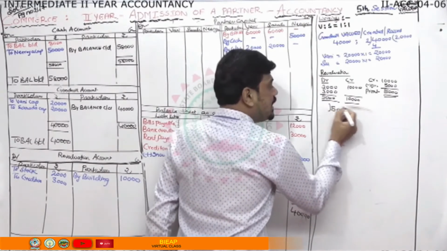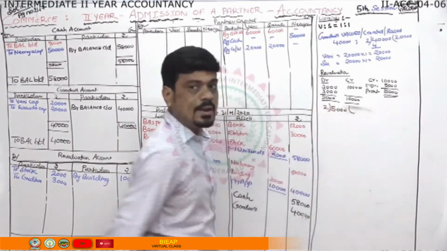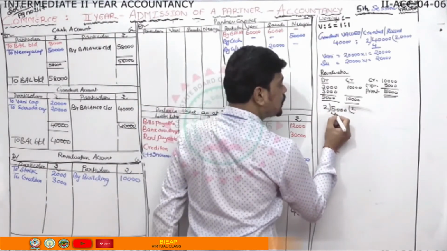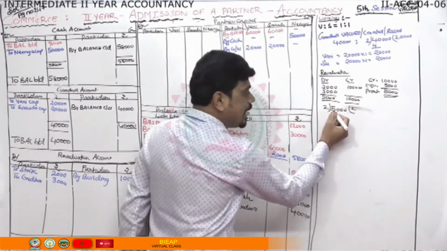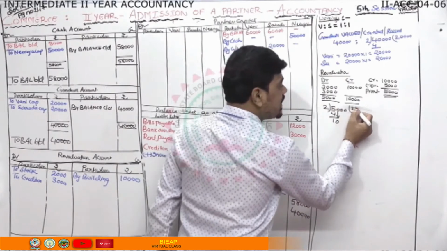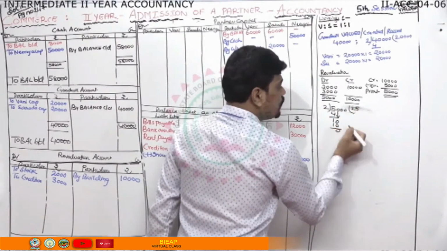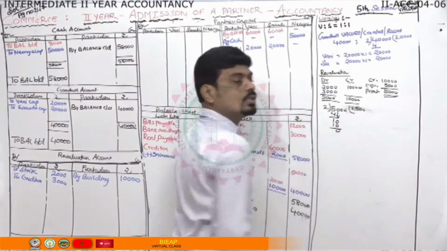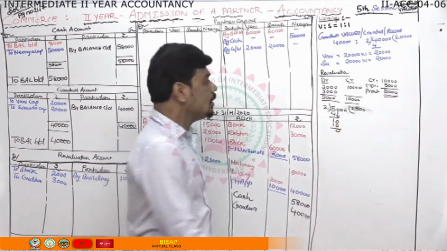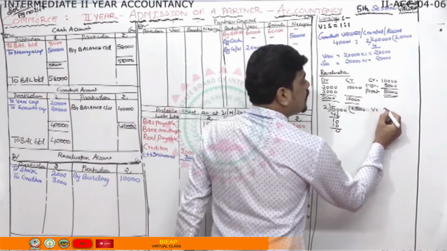5,000 divided by 2. I'm going to divide by 2, dear. So 2 2s are 4. 5 minus 4, 1. This 0 we are bringing down. 2 5s are 10, 0. 1 2, 1 2. 2,500 is the quotient. Now we'll do Vani's share.